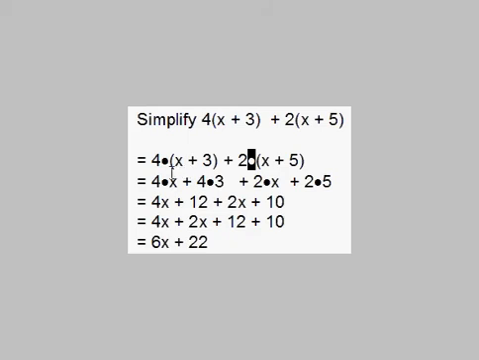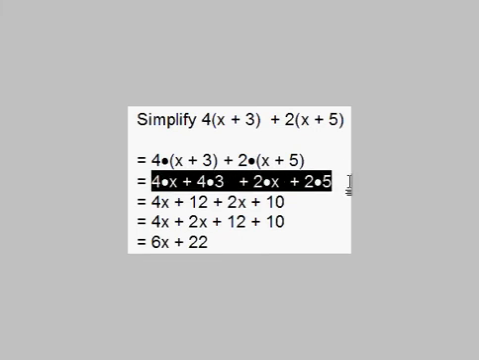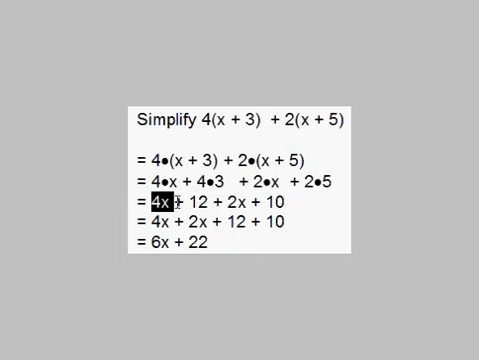The distributive property says we take 4 times x, then we take 4 times 3. We add the two products, 4 times x plus 4 times 3. We do a similar thing with the second product. We take 2 times x and we add to 2 times 5. And this gives us 4 times x plus 4 times 3 plus 2 times x plus 2 times 5 after applying the distributive property. We can write this as 4x plus 12 plus 2x plus 10.